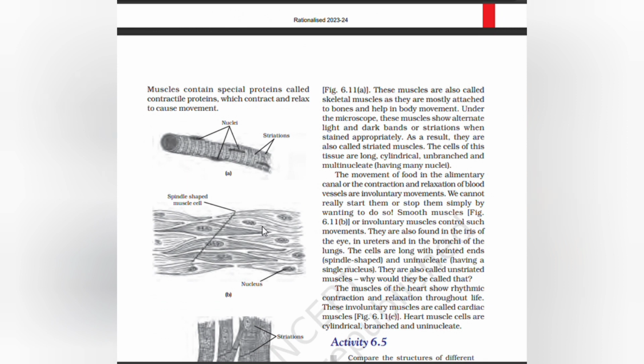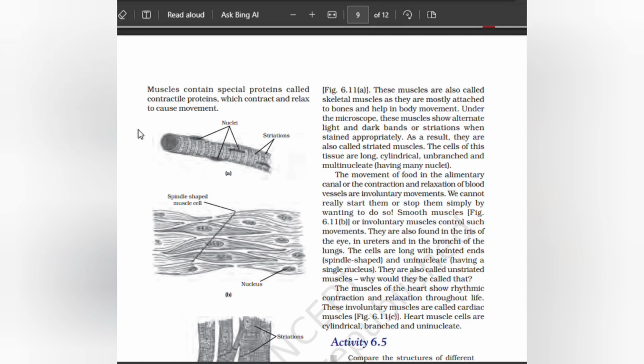Movement of food in the alimentary canal or the contraction and relaxation of blood vessels are involuntary movements. We cannot really start them or stop them simply by wanting to do so. Smooth muscles or involuntary muscles control such movements. They are also found in the iris of the eye, in ureters, and in the bronchi of the lungs. The cells are long with pointed ends, spindle shaped, and uninucleate, having a single nucleus. They are also called unstriated muscles.